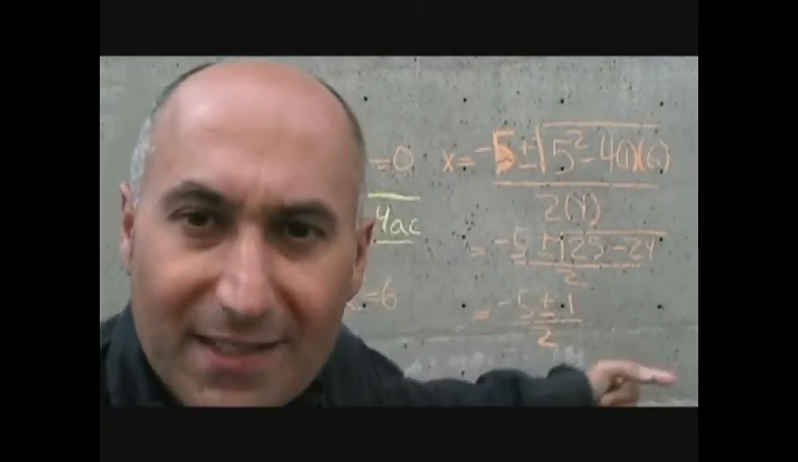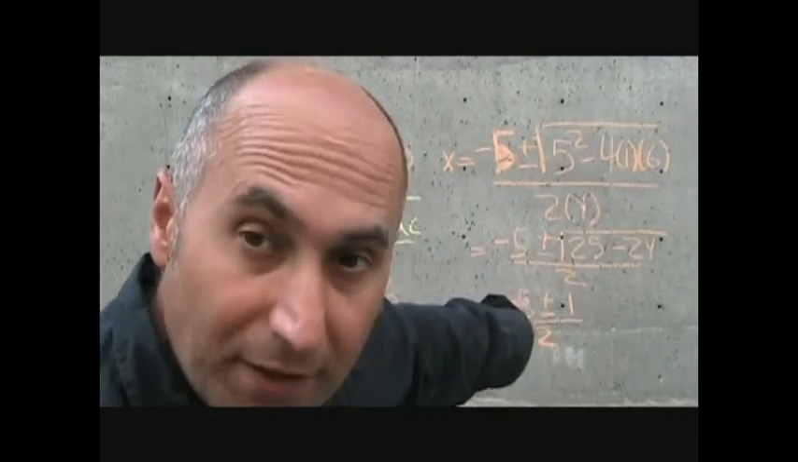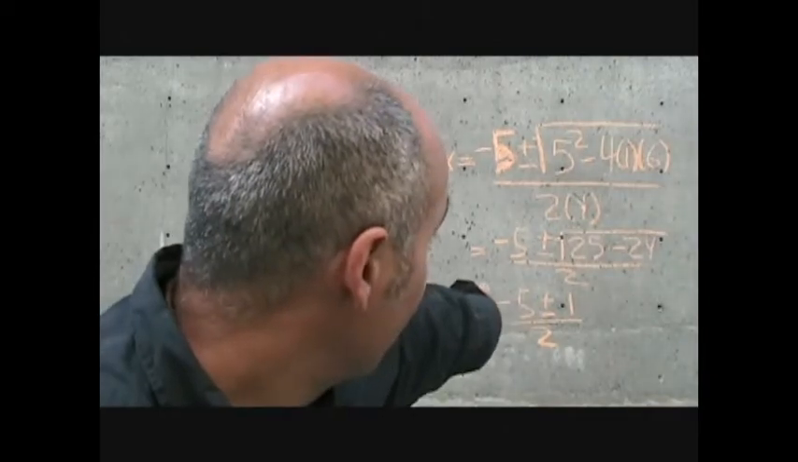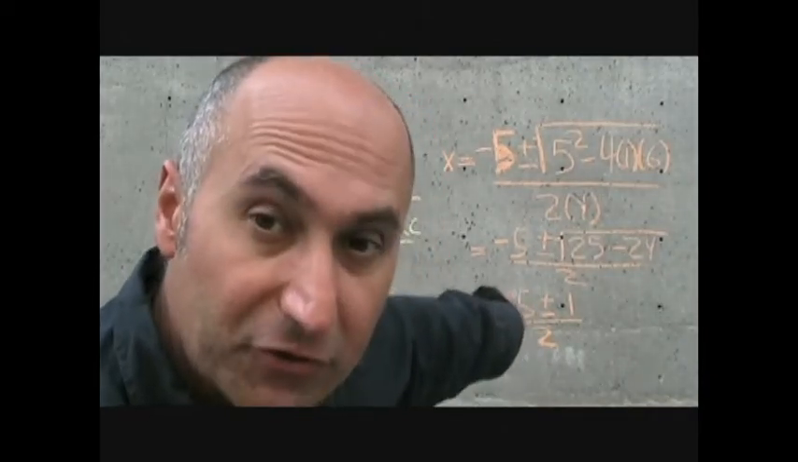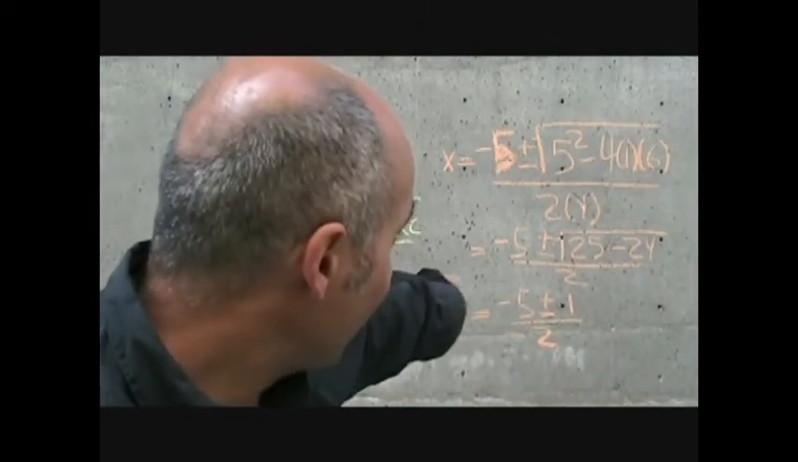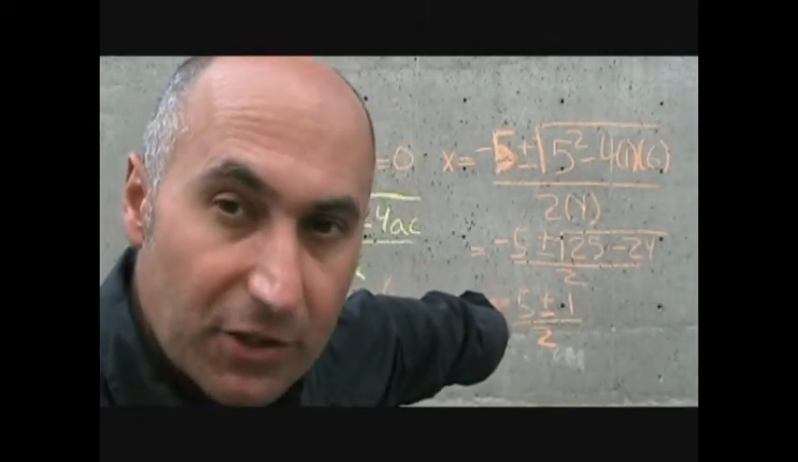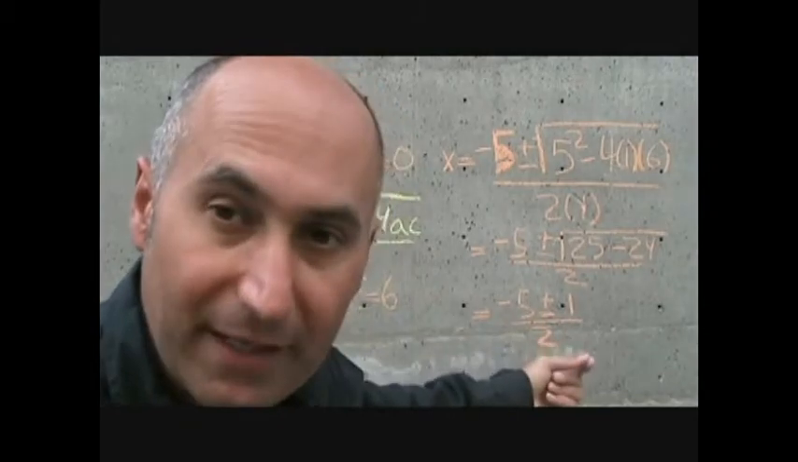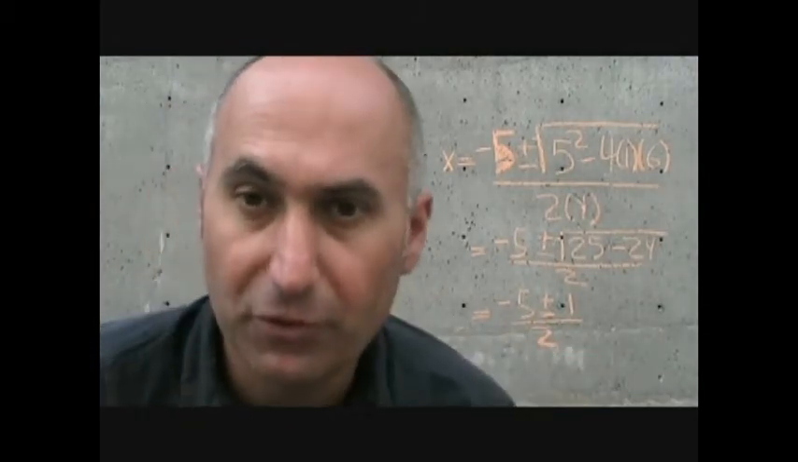So what you got is x is equal to negative 5 plus 1 divided by 2, and x is equal to negative 5 minus 1 divided by 2. There's two answers here, right? So negative 5 plus 1 is going to be negative 4, divided by 2 is going to be negative 2. So one of your answers is going to be negative 2.